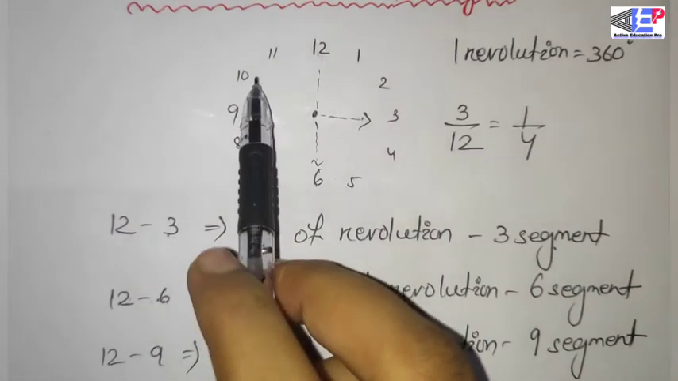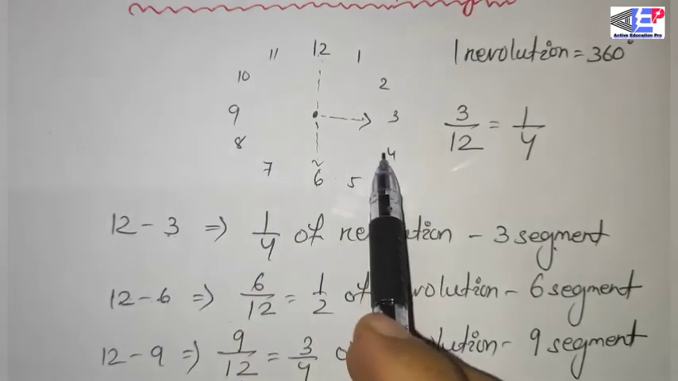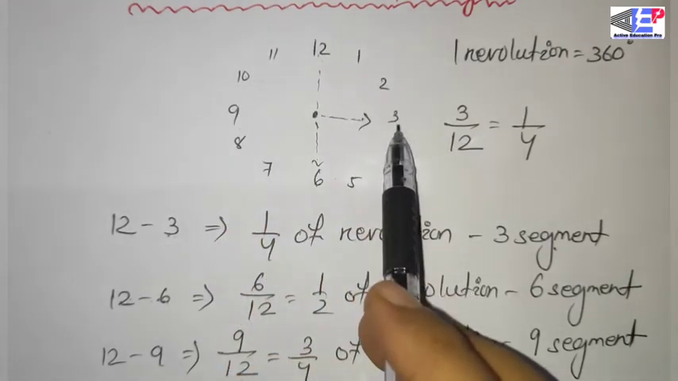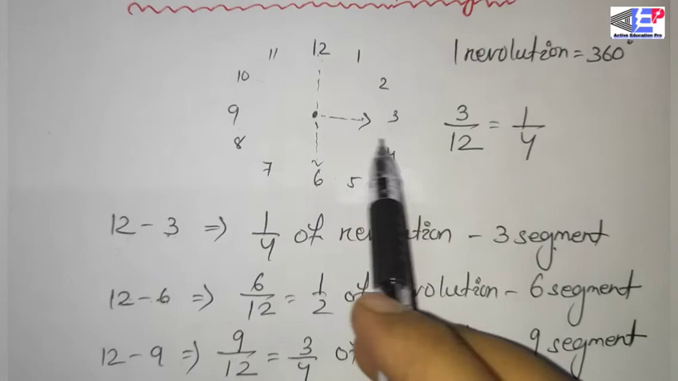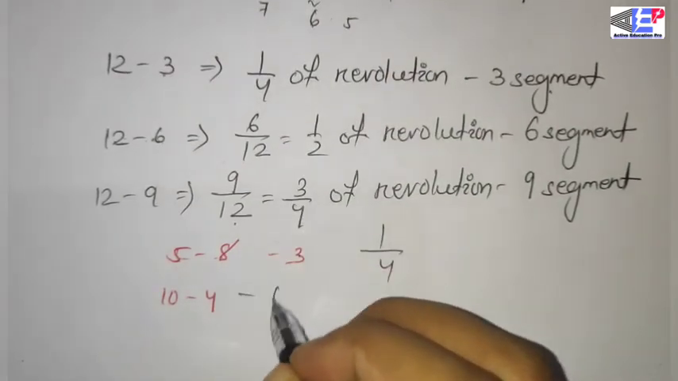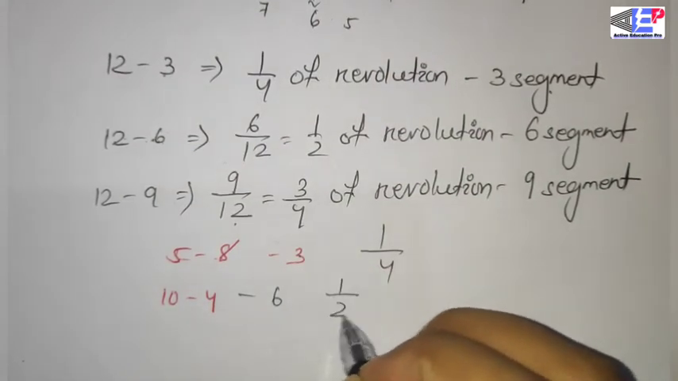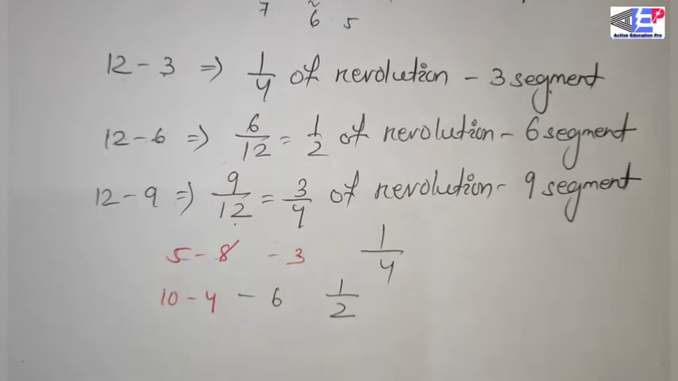Look here at the clock. 10 to 4 means 1, 2, 3, 4, 5, 6. 10 to 4 means 6 equal segments. So 6 equal segments means this is half of a revolution, half of the circle, half of the clock.